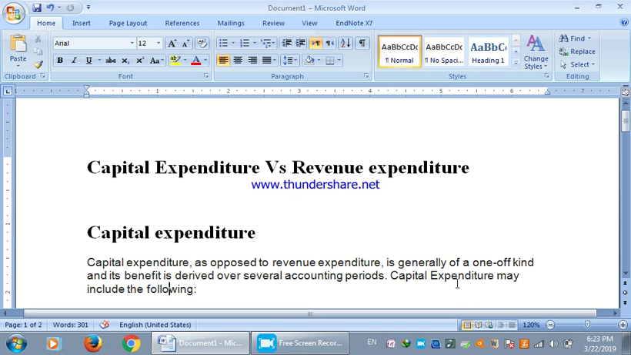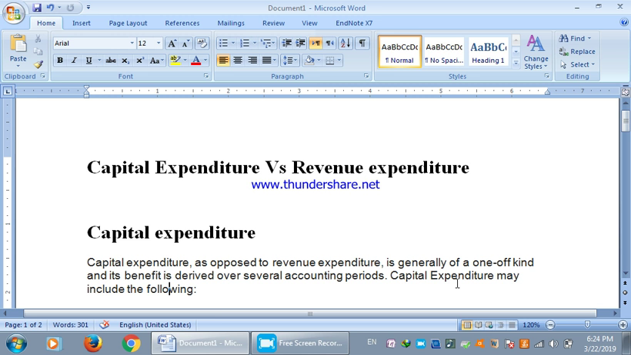Today's video is about capital expenditure versus revenue expenditure. In most MCQs and tests, the difference between a capital expenditure and a revenue expenditure is asked: how can one differentiate between the two types of expenditure? Which type of expenditure would be treated as capital expenditure, and which type would be identified as revenue expenditure?